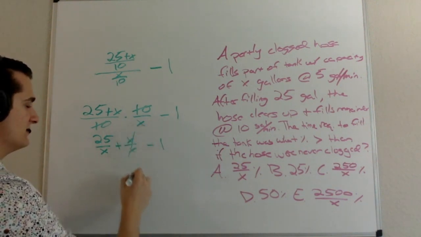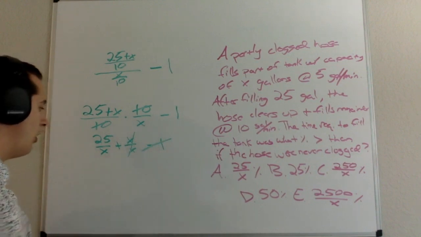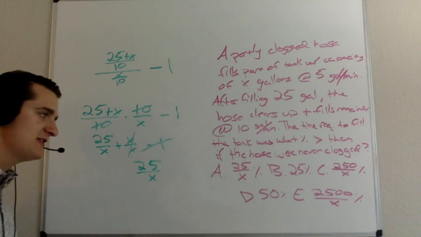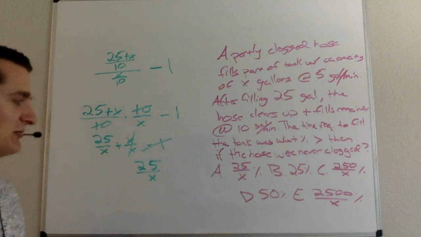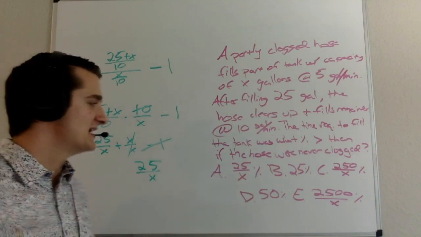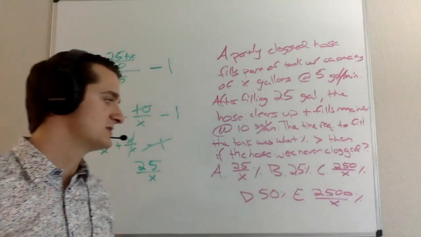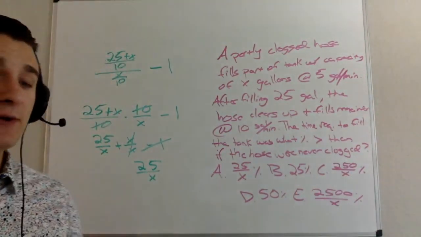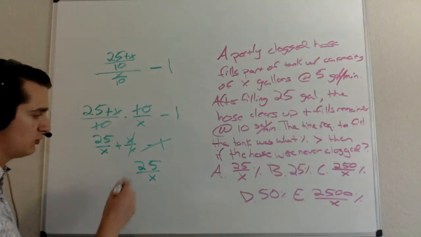Because this is equal to 1, that cancels with that, and all I'm left with is 25 over x. So then the question becomes, is it 25 over x percent? Is it 250 over x percent? Or is it 2500 over x percent?